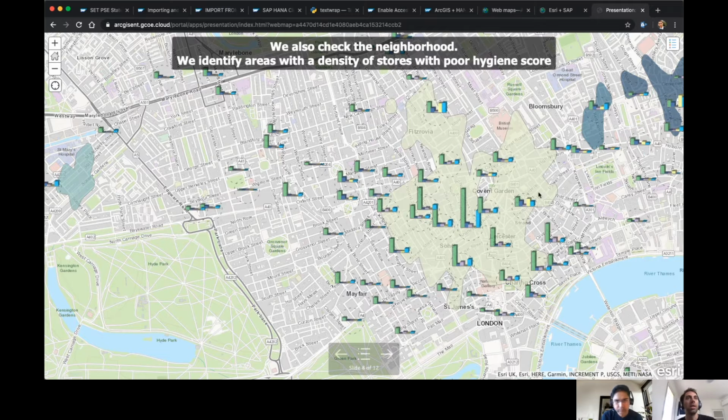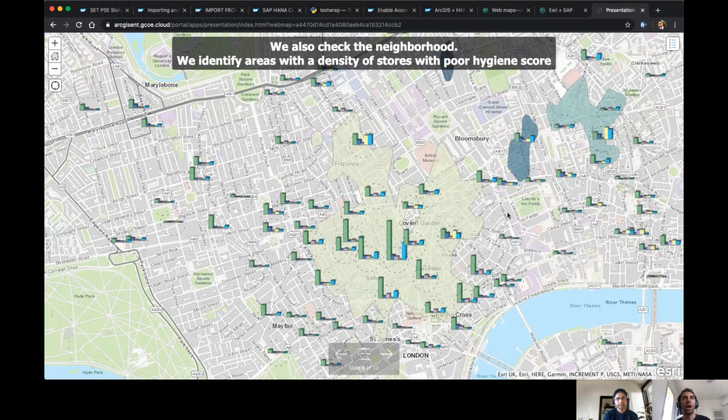Mm-hmm. At this stage, we're not presuming what the outcome will be. We're just bringing data that we think is relevant, that we think might influence the sales. We're just constructing and preparing the data set. Okay.